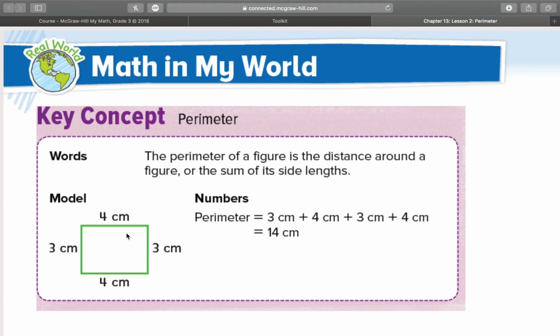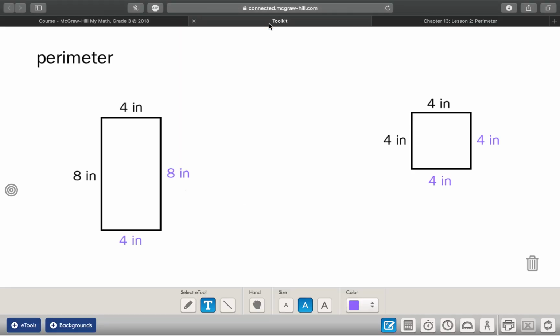So for this rectangle that we see right here, to find the perimeter, we just have to add up all the sides. So 4 plus 3 plus 4 plus 3. They did it for us over here, and they got 14 centimeters, because 4 plus 3 is 7, 4 plus 3 is 7, 7 plus 7, 14 centimeters. Okay, so let's look at a couple other examples over here.